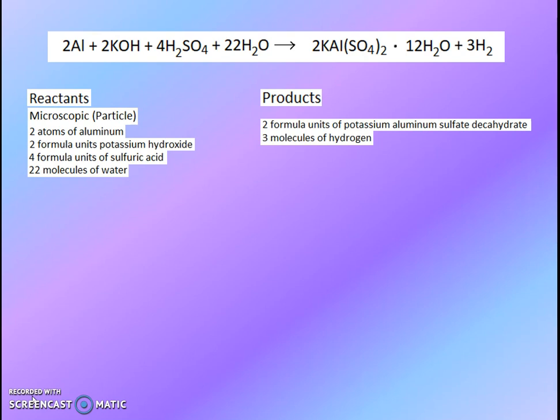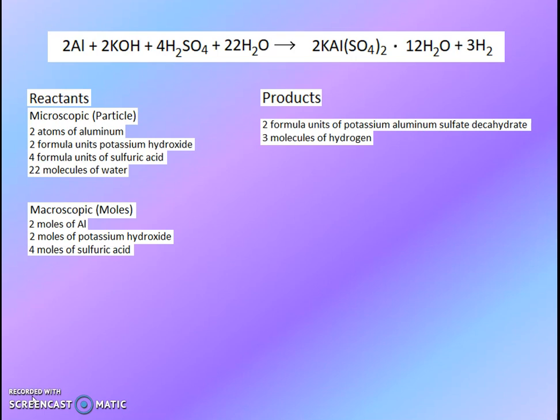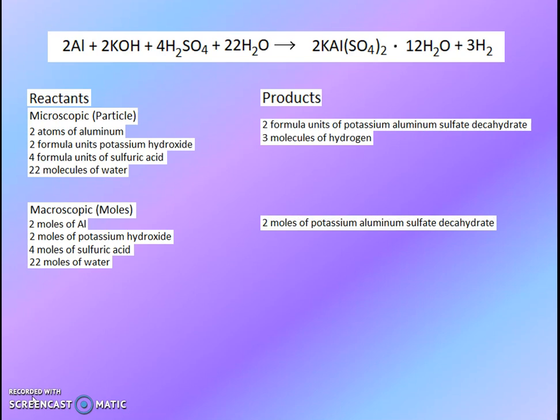You're looking at the particle level and how the different amounts of representative particles of each substance going in and coming out. We can do the same thing with our macroscopic scale in terms of moles. So just using those coefficients, I can just slap moles on top of each of those coefficients to then look at this again on our macroscopic scale. So I have 2 moles of aluminum reacting with that 2 moles of potassium hydroxide to also react with 4 moles of sulfuric acid and 22 moles of water. And it's going to produce 2 moles of our potassium aluminum sulfate dodecahydrate and 3 moles of hydrogen gas.